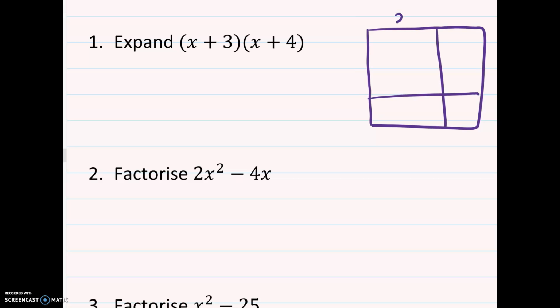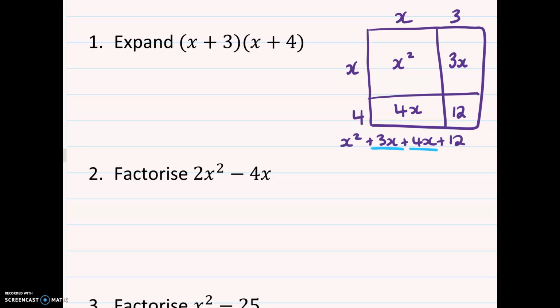So we've got an x plus 3 and an x plus 4, and we work out the areas in the boxes. So this first one is x squared, this next one is 3x. Down here we have 4x, and remember you're multiplying, so 3 4s are 12. So if we write out everything we've got x squared plus 3x plus 4x plus 12. Don't forget, if those middle 2 terms are like terms, which in this case they are, you've got to add them together. So your final answer should be x squared plus 7x plus 12.